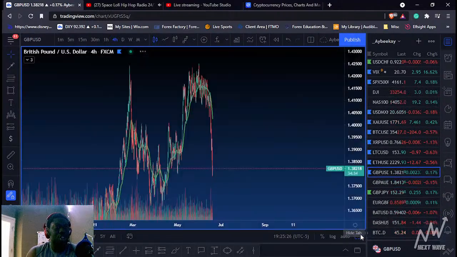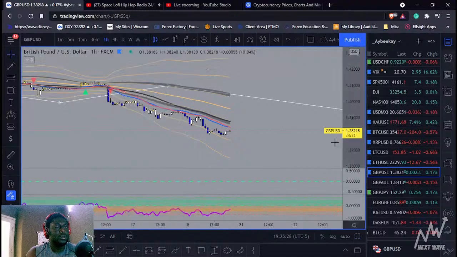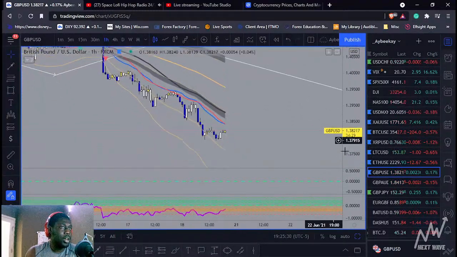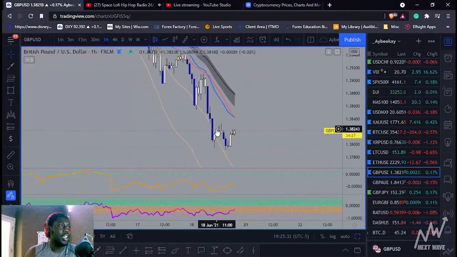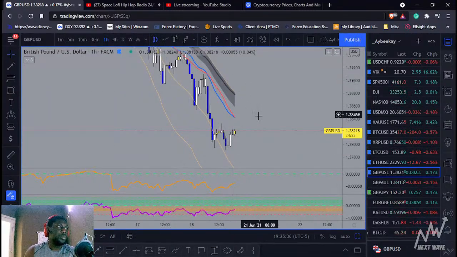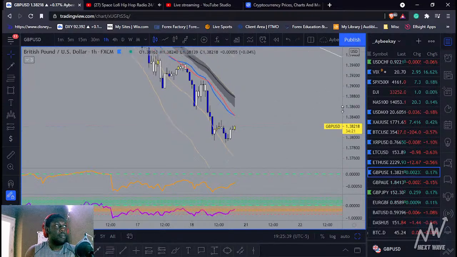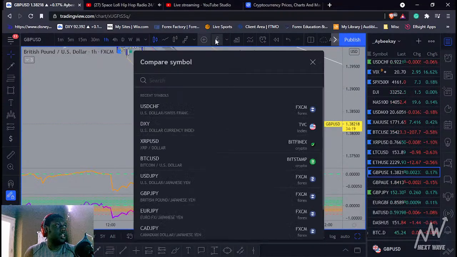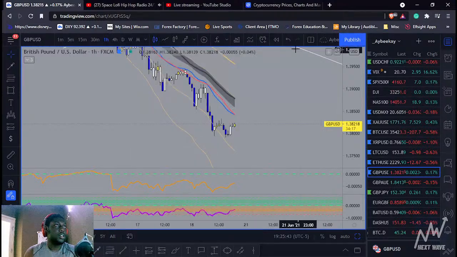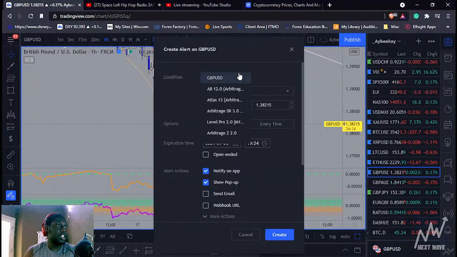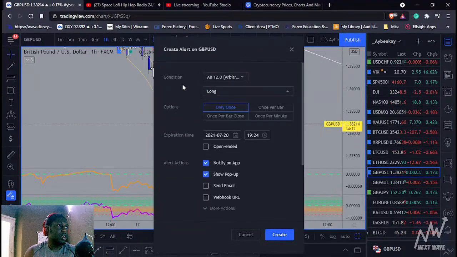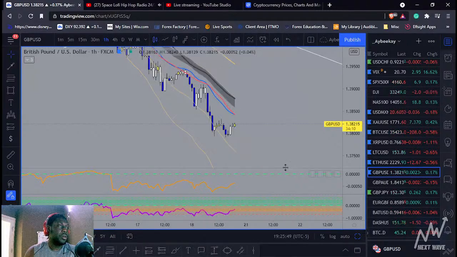Did I look at arbitrage on GU? I don't think I did. So 1 hour on GU, same thing as the other USD pairs. Want to see that stop hunt to the downside, bullish move, retracement, continuation. But I'm going to set up a buy alert on GU, long once per bar close. And so yeah, that's for GU.